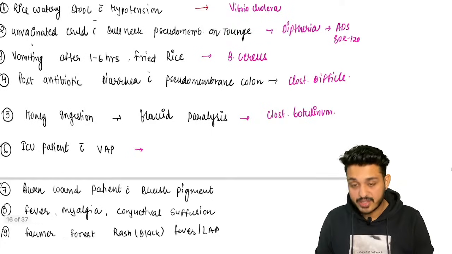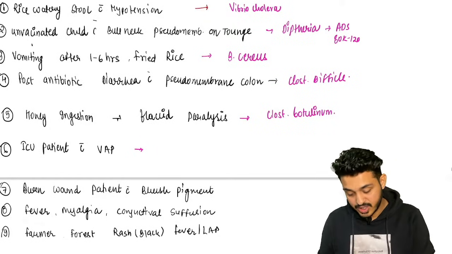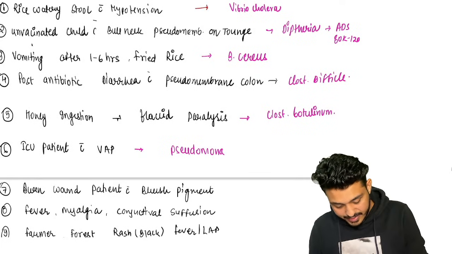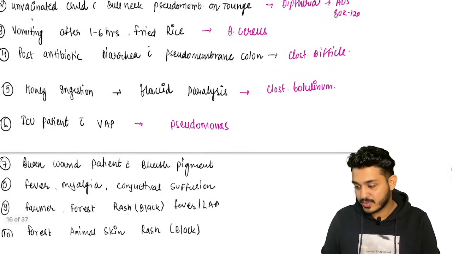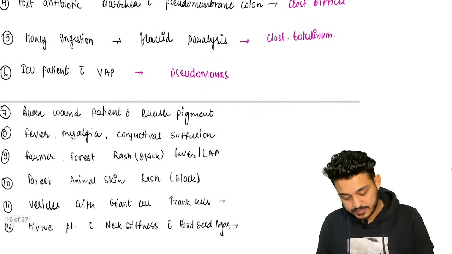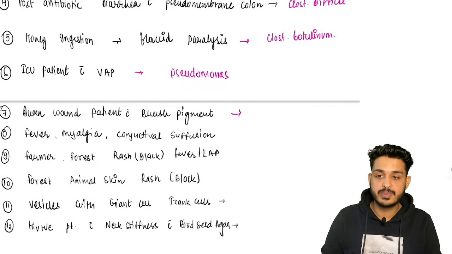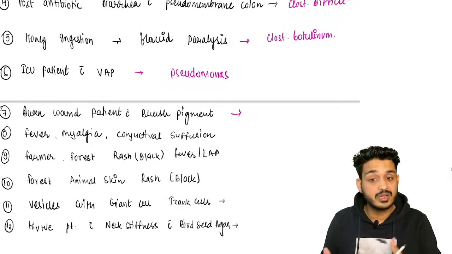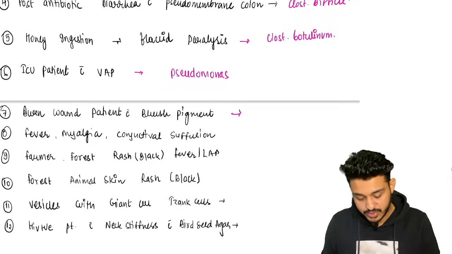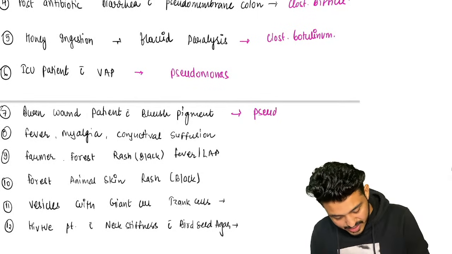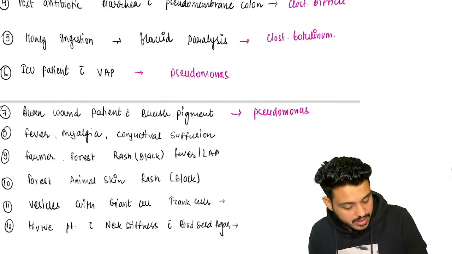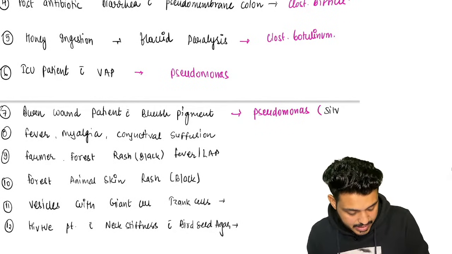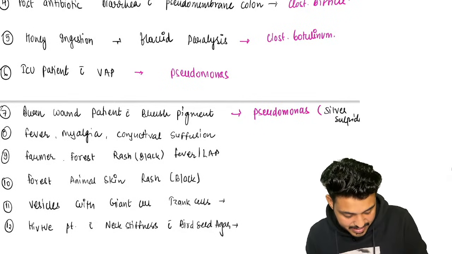So ICU patient means you understand ventilator associated pneumonia. You have to think in terms of what? Pseudomonas, beta. Pseudomonas. If Acinetobacter is also there in the option, Acinetobacter is going to be the answer. If they write any burn wound patient with bluish pigmentation, remember burn wound patients are dying because of the pseudomonas, right? And how you are going to do the dressing of this patient, very important. Burn wound patient, pseudomonas, the dressing is done with the help of silver sulfadiazine, right? Silver sulfadiazine, this has been asked.